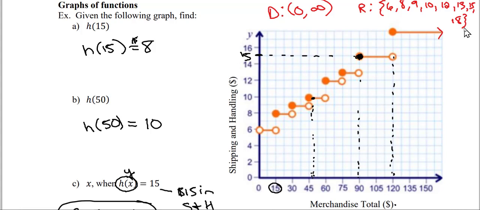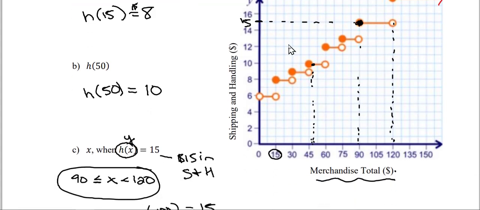Remember, range is possible values of the dependent variable. How much shipping and handling can you pay? Those are the possible values. How much can you buy in merchandise total? Well, obviously not negatives. That's why we're talking about 0 to infinity, as much as you wanted to spend on this particular place. Probably a website if you're paying shipping and handling, right?